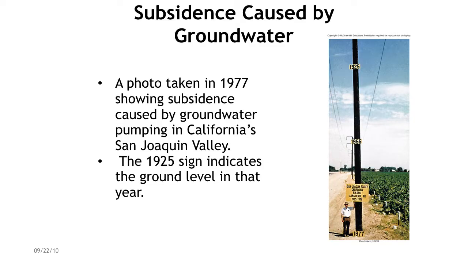A photo taken in 1977 shows subsidence caused by groundwater pumping in California's San Joaquin Valley. The 1925 sign indicates the ground level in that year. Too much water withdrawal allows aquifers to collapse, creating a subsidence event, which is the sinking of the ground surface. The San Joaquin Valley in California has sunk more than 10 meters or 33 feet in the past 50 years because of excessive groundwater pumping. Where aquifers become compressed, recharge becomes impossible.